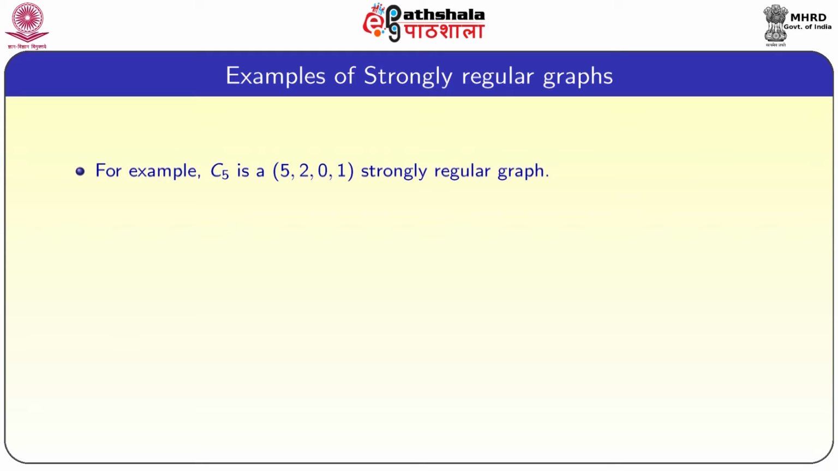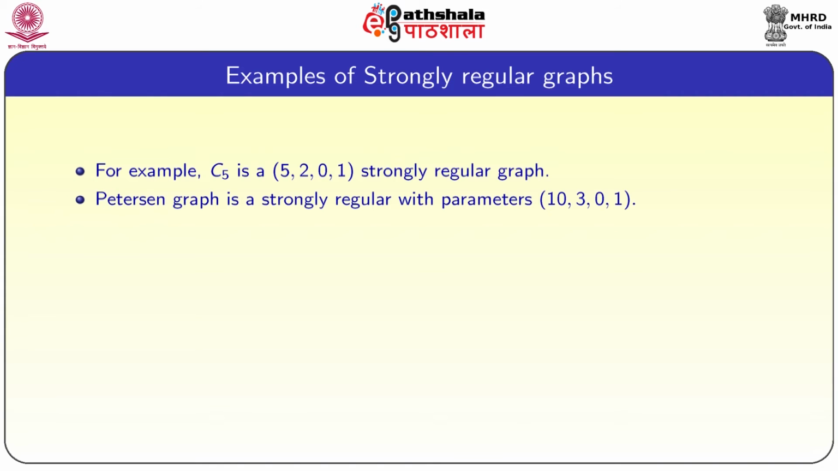That means, there 5 represents the number of vertices and 2 represents the degree of the k regular graph. So, a 2 regular graph, the degree of each vertex, and 0 represents the number of common neighbors of adjacent vertices, and 1 represents the number of common neighbors of non adjacent vertices. Those numbers are fixed, the same for any adjacent vertices or any non-adjacent vertices.